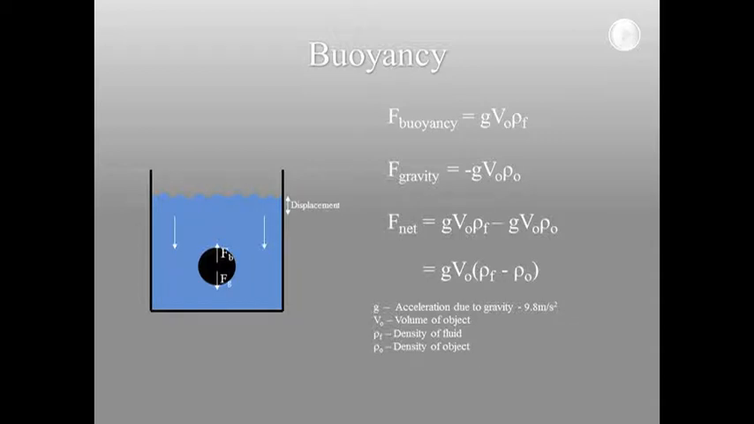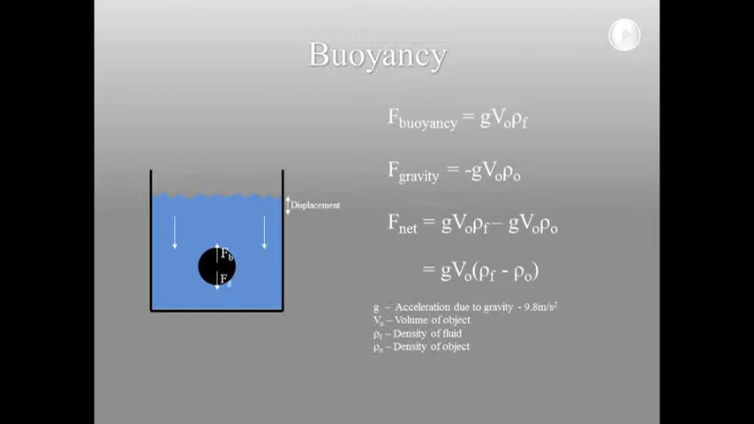Looking at the equations, we see that the force of buoyancy is equal to the acceleration of gravity times the mass of the displaced fluid, which is found by multiplying the volume of the displaced fluid by the fluid's density. By taking into account the force of gravity acting on the object, we can derive the equation for the net force that acts on the object. Therefore, it can be seen that the net force acting on an object submerged in a fluid is equal to the acceleration due to gravity times the volume of the object times the difference in the densities of the fluid and the object.